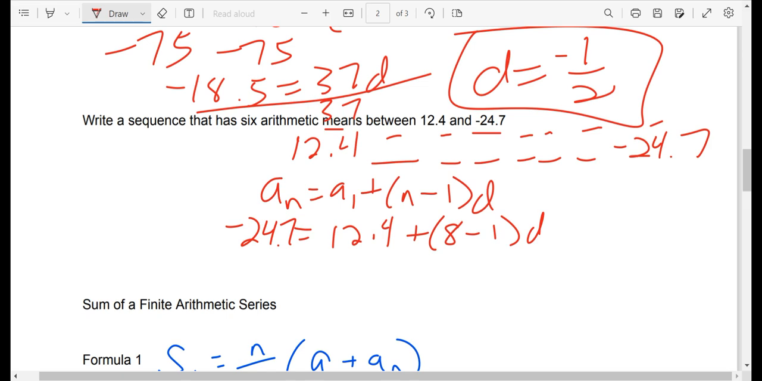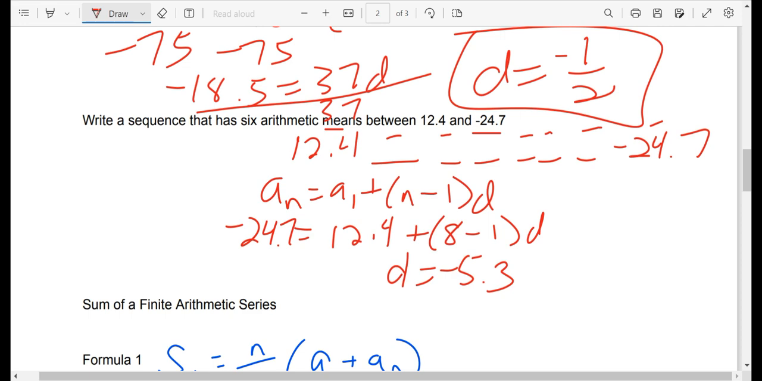Okay. Now, if you solve for d, what will d be? D will be equal to, go ahead and solve that algebraically. If you don't get this, you did something wrong, I'm sorry. But you should get negative 5.3. Okay? So, if we're using our formula, now we want to find all the other ones. You can just simply keep subtracting 5.3 to get to your other numbers.